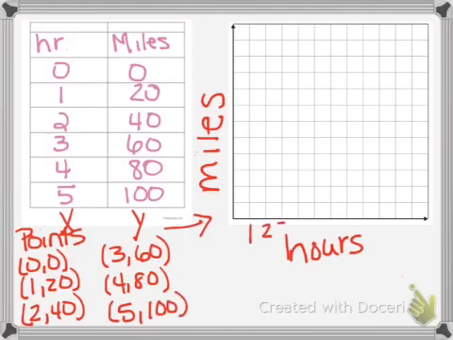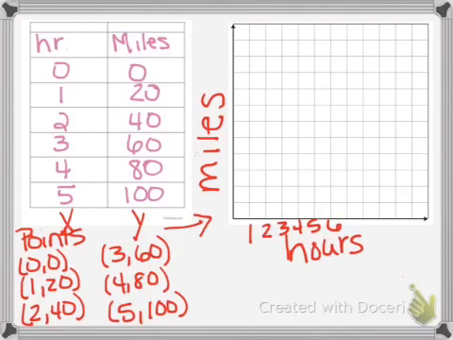So let's talk about what this means. So it means that obviously if you don't drive any hours, you don't go any miles. If you drive 1 hour, you'll go 20 miles. 2 hours, 40 miles, 3 hours, 60 miles, 4 hours, 80 miles, and 5 hours, 100 miles.